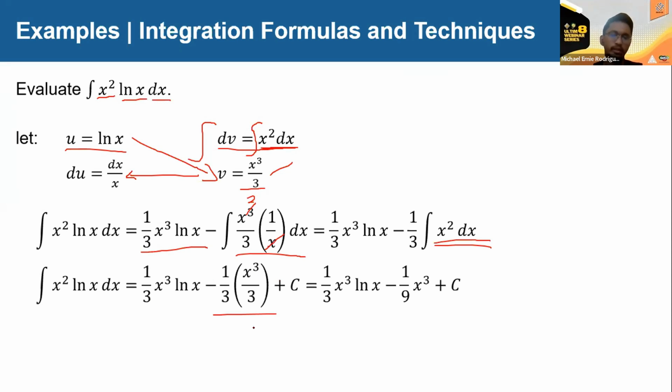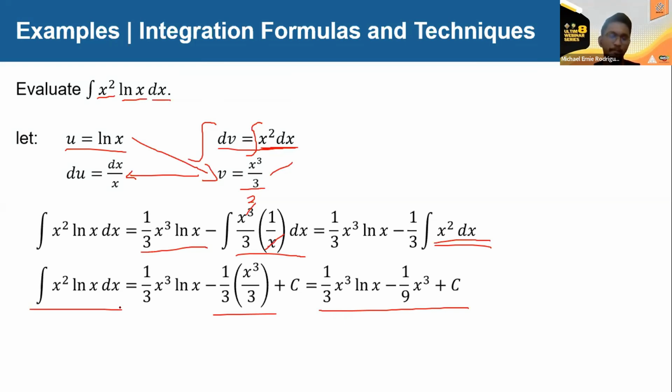Multiply natin yung 1/3 sa 1/3. So we have 1/3 x cubed ln of x minus 1 over 9 x cubed plus c. Ito yung ating answer for the integral of x squared ln of x dx.